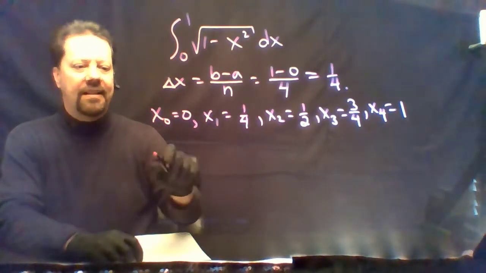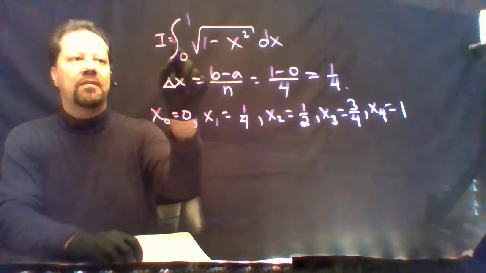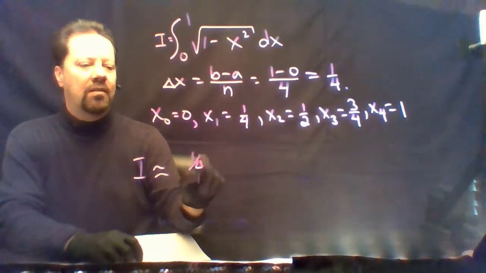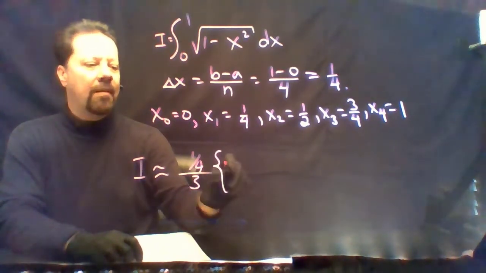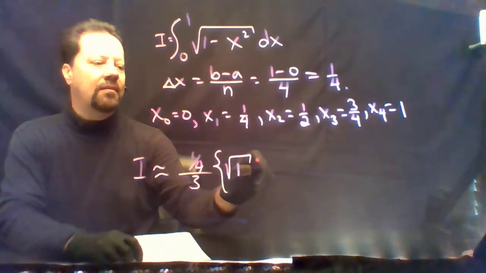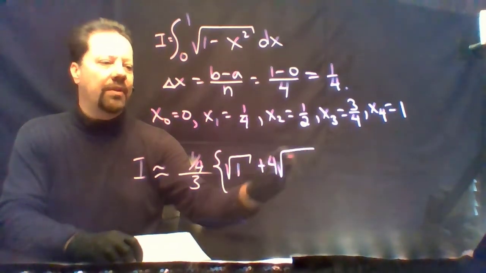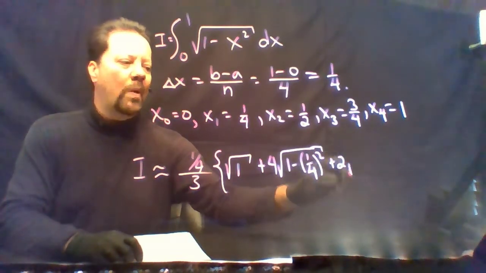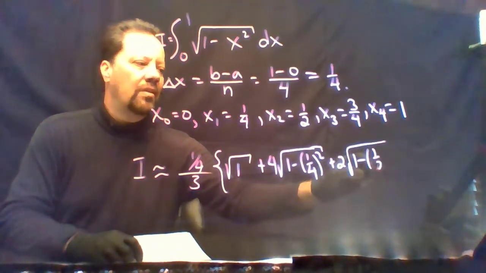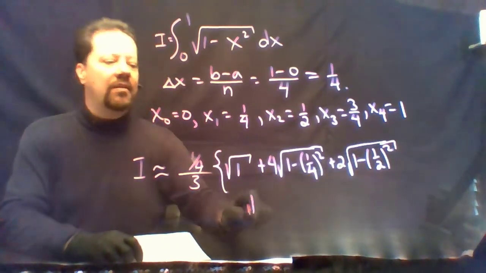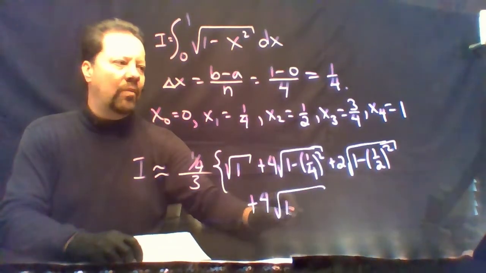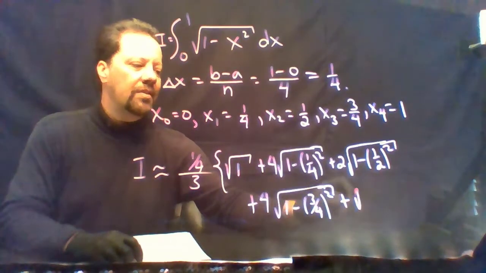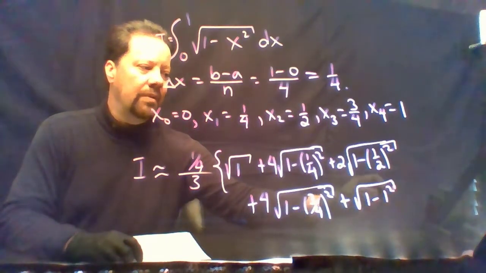It follows that in this case, if our integral is I, it is approximately 1/4 over 3, the square root of 1, plus 4 times the square root of 1 minus 1/4 squared, plus twice the square root of 1 minus 1/2 squared, plus 4 times the square root of 1 minus 3/4 squared, plus the square root of 1 minus 1 squared, which is 0.